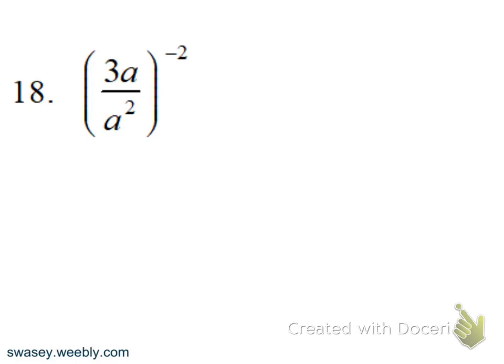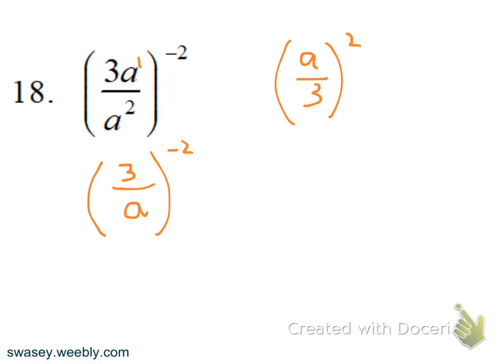First thing I notice is that we have an a on top and on bottom, so I'm going to go ahead and simplify that fraction. Divide with the same base, subtract exponents. So 2 minus 1 is 1. Now when you have a fraction to a negative power, we can rewrite as the reciprocal to the positive power. So we can write this as a over 3 squared. Power of a fraction to a power, you can raise the numerator to that power and the denominator to the power. So a will be squared and 3 will be squared. 3 squared is 9, so we have a squared over 9.